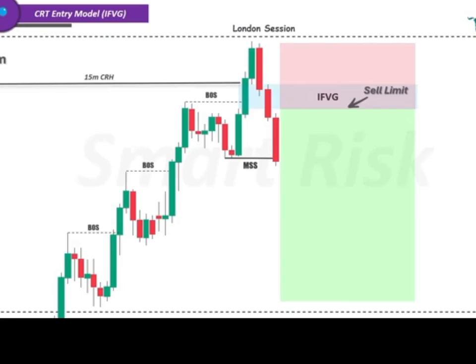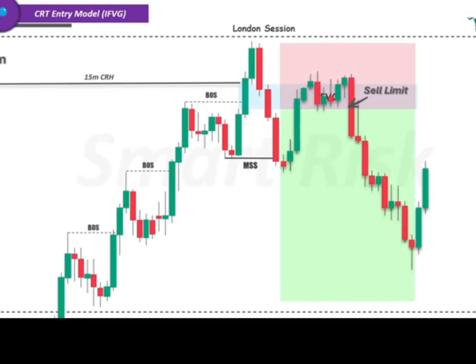For take profit, you have a few choices. You can target the lowest point of the 15-minute range candle, or if you're aiming for a bigger move, target the Asian session midpoint or the Asian low. Another clean approach is using a fixed risk-to-reward target, like 2.5R or 3R, depending on your style.